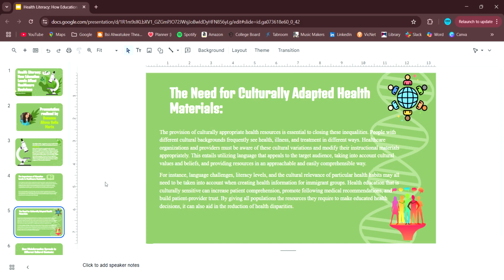For instance, language challenges, literacy levels, and the cultural relevance of particular health habits should all be taken into account when creating health information for immigrant groups, for example. Health education that's culturally sensitive and appropriate can actually increase patient comprehension, promote medical recommendations, and build patient-provider trust within the community. By giving all of these different populations and groups the resources that they need to make educated health decisions, it can also lead to the reduction of the health disparities that we currently see.